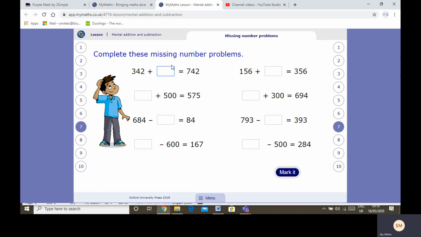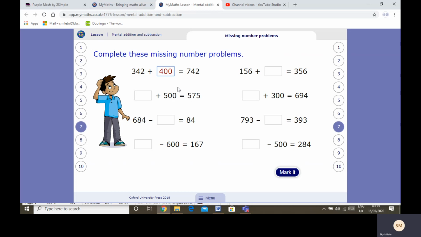So I'm going to again do this column and then you're going to do the next column. 342 plus something equals 742. 3, 4, 5, 6, 7, adding on 400. Okay, I counted on my fingers. It's quite hard when you can't see the screen, but yes. So this would be 575.